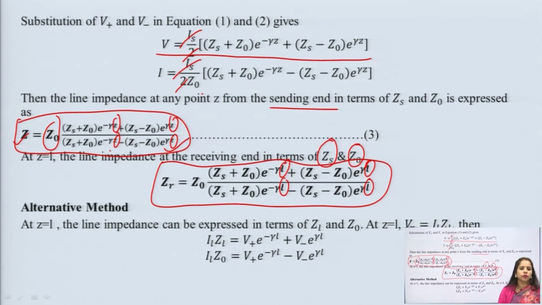So, one question comes to your mind: if we are able to get the impedance by this method, why are we moving towards the alternative method? The answer is that when you are provided with the sending end impedance, that is the input impedance, then you should use this formula. But there will be some cases when you are not aware of the sending end impedance or the input impedance, and you are aware of the load impedance, then what will you do? In that case, you have to move towards the alternative method.